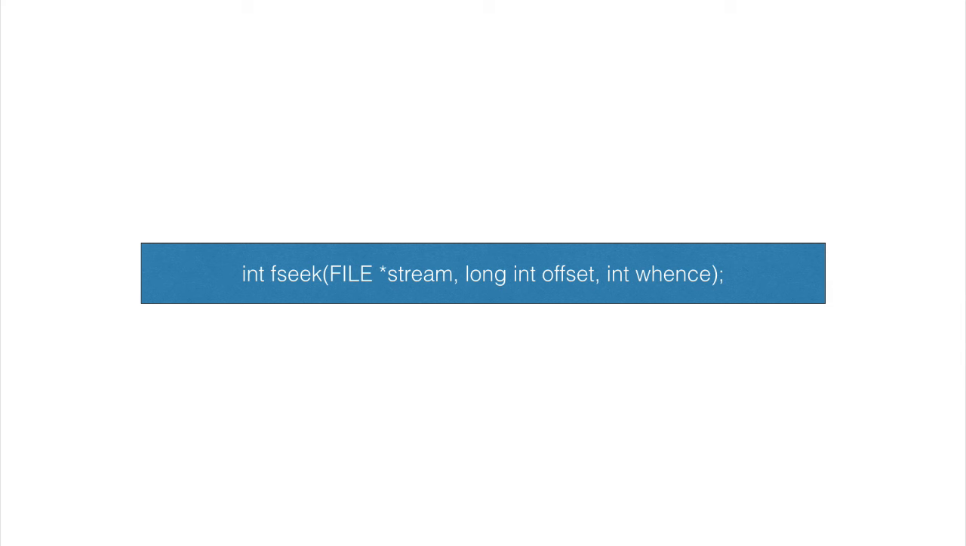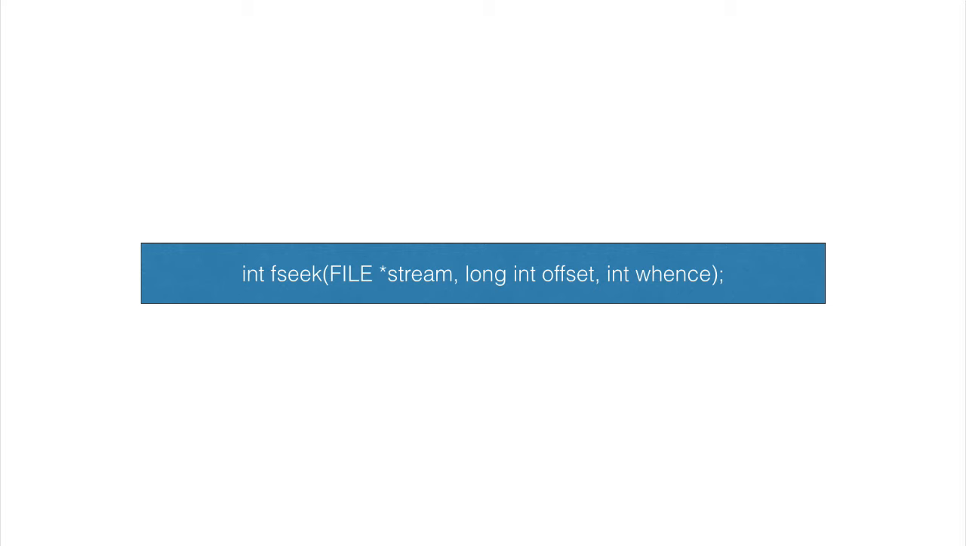Remember that every open file maintains its current position. That position determines, for example, where the next call of fread will read from, or where the next call of fwrite will write to. Each read or write call moves the file position. fseek allows us to change that file position.